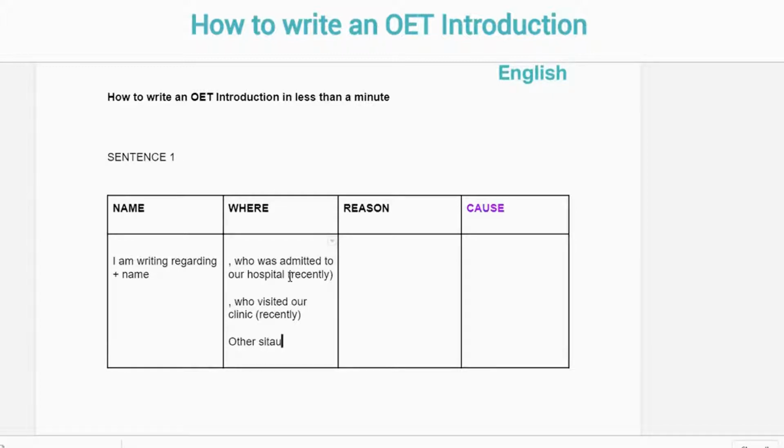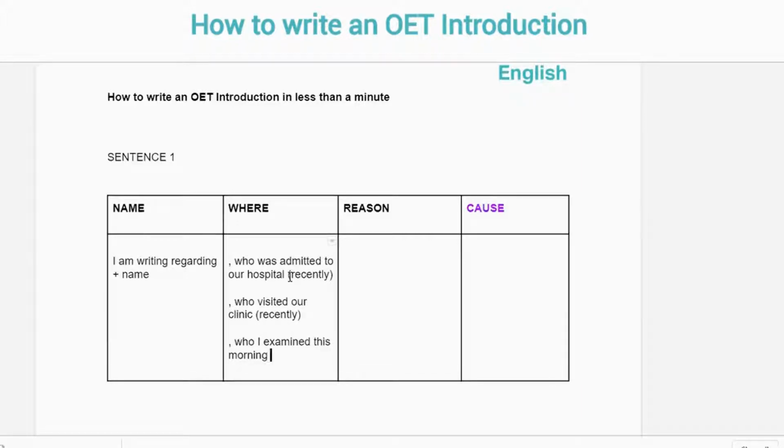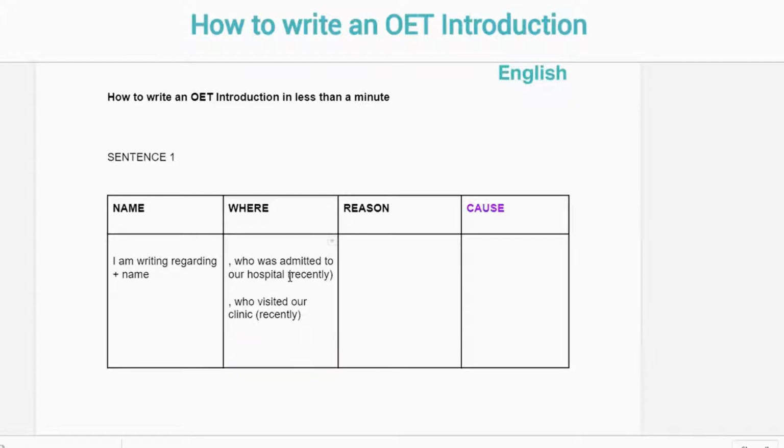Okay, but guys, this is where, as I said at the start, you have to adapt what I'm teaching you. So it's very, very possible you will be writing about someone in a hospital or a clinic, but it could be somewhere else. It could be a school, right? So imagine you're a school nurse, and you're writing to the parents or someone. You might say, I'm writing regarding your son, Julian, who I examined this morning, right? That's just an example of something you might say. But I'm just going to give you the most obvious and usual things, clinic or hospital.